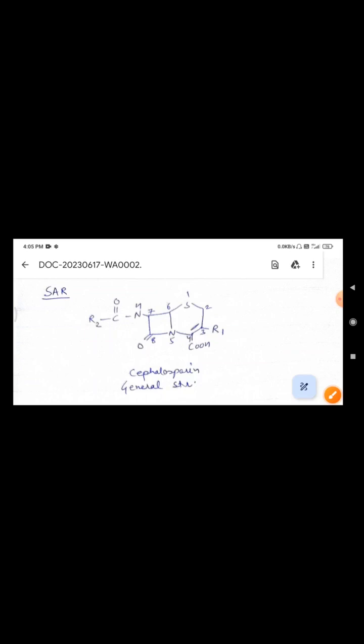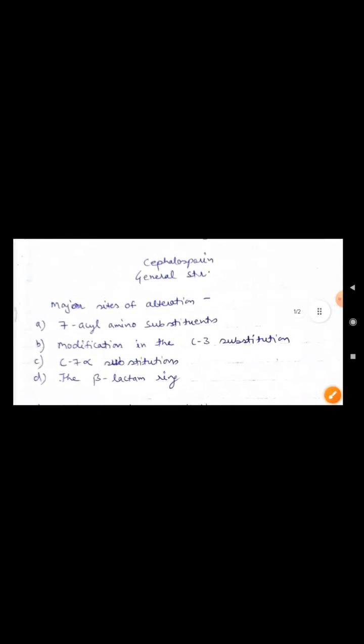Sites of major alterations in the structure of cephalosporins. The first is the 7 acyl amino substituents. The second is the modification in the C3 substitution. The third is the C7 alpha substitutions. And the fourth is the beta-lactam ring, the modification in the beta-lactam ring. So these are the 4 major sites of alterations, and one by one we will discuss all.